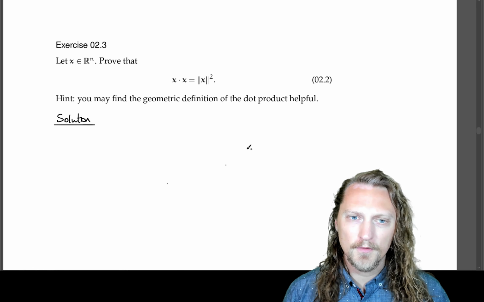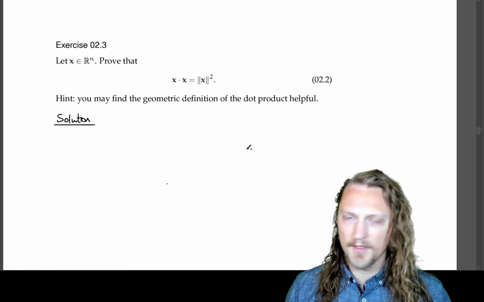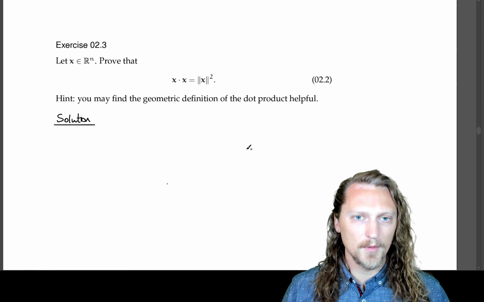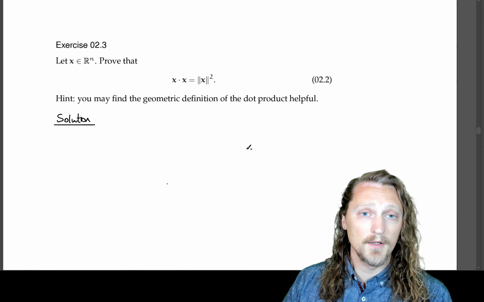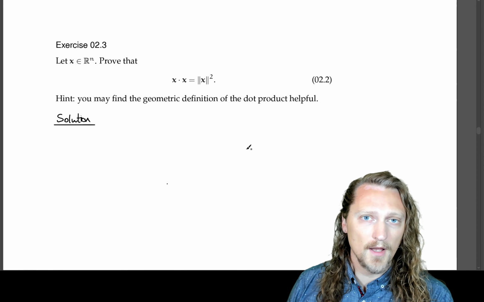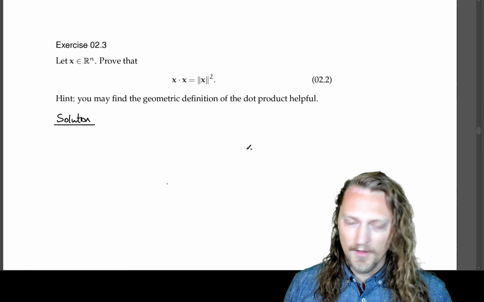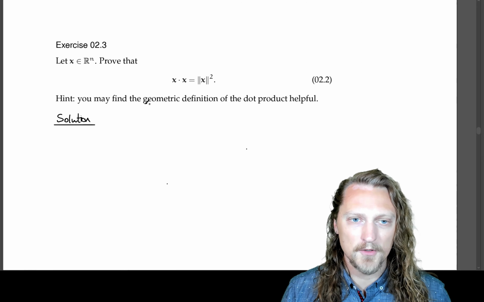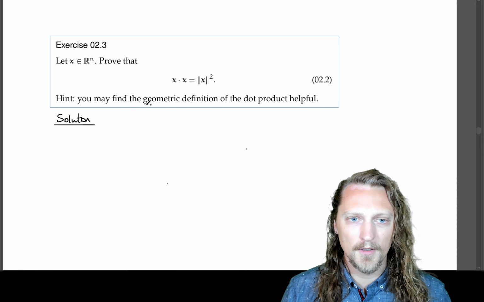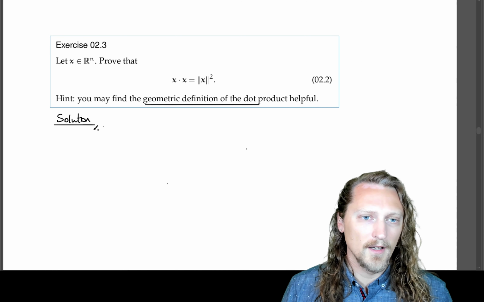So this is a useful property of the dot product of a vector with itself that we will actually use in the triangle inequality exercise next. So let's go ahead and use this geometric definition of the dot product.